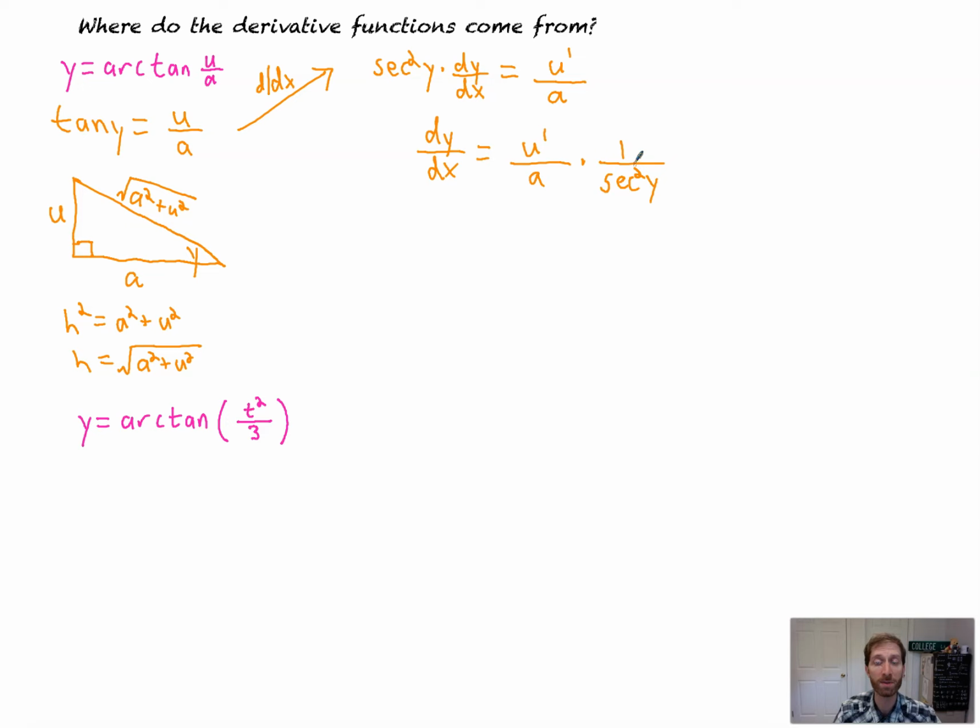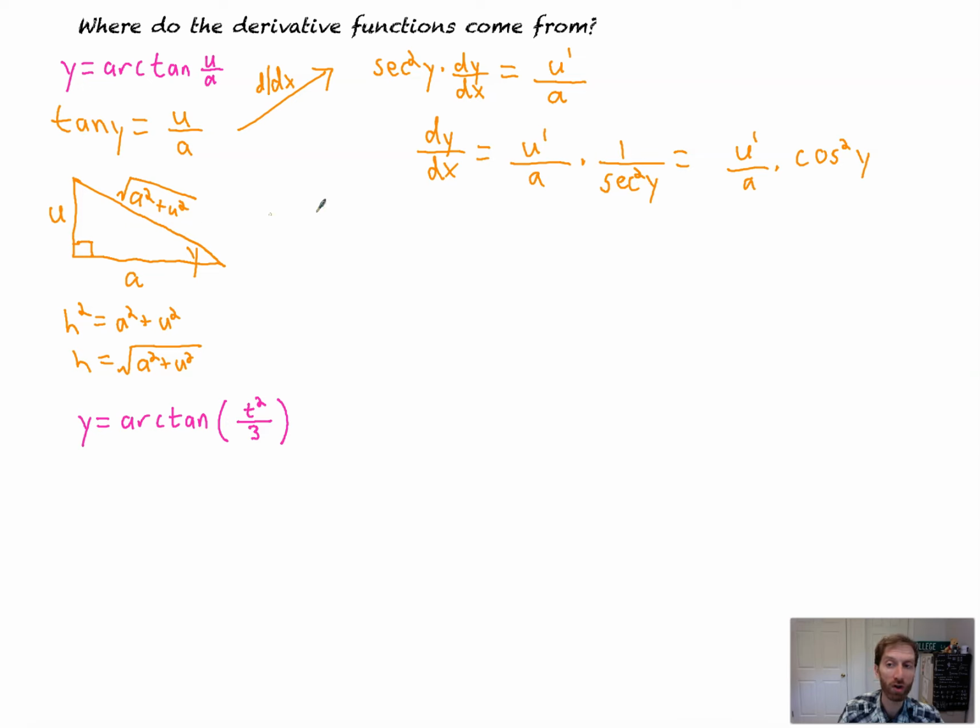Right? Division is the same as multiplying by 1 over the thing. This simplifies to u prime over a times cosine squared. Right? If 1 over cosine is secant, then 1 over secant ends up just being cosine. It's the reciprocal of secant.